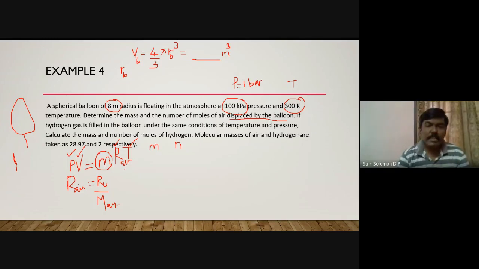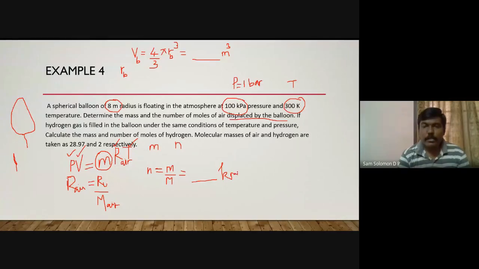Once you know this, then they are asking us to find out the value of the number of moles. And this formula you are familiar with, you would have already studied this in chemistry. n equal to mass by molecular mass. You would have estimated mass. You know the molecular mass of air, that is 28.97, and you will get the answer in kilomoles.